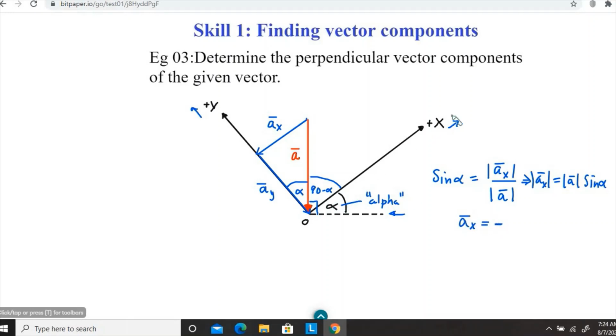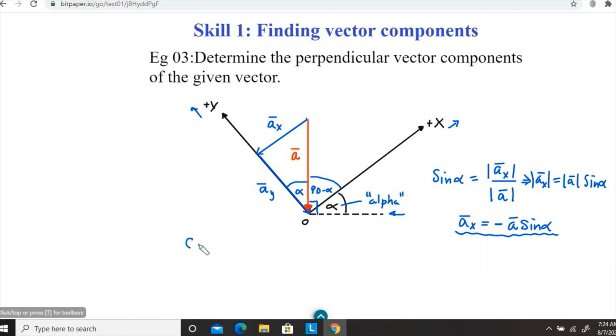Now, if you want to represent this as a vector, remember to put the negative sign because you can see this direction is where we measure positive. This is positive. However, the ax vector is in the reverse direction. It's pointing in the reverse direction. So that's why I need to put the negative sign. So negative a times sine alpha. So that gives you the ax vector for this particular example.